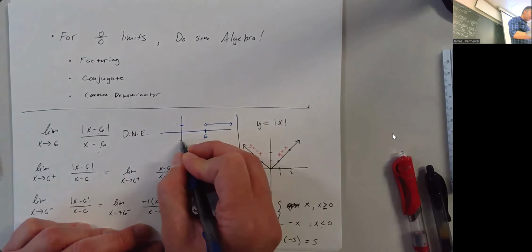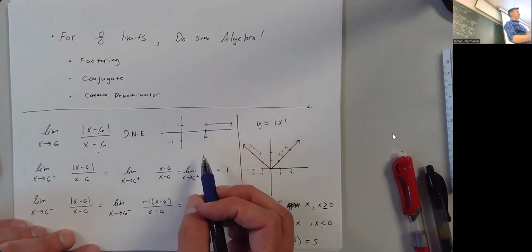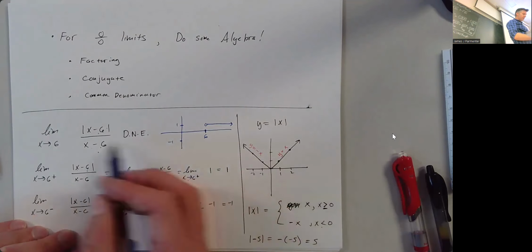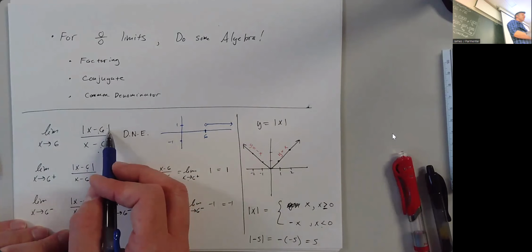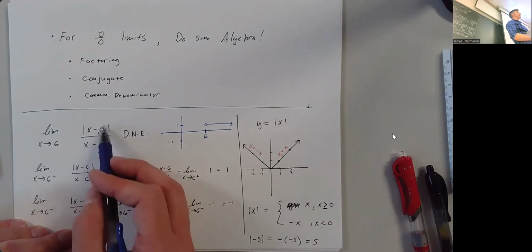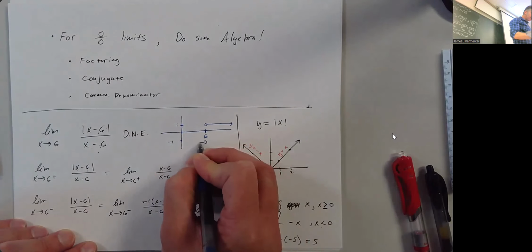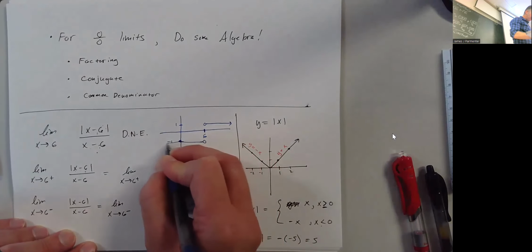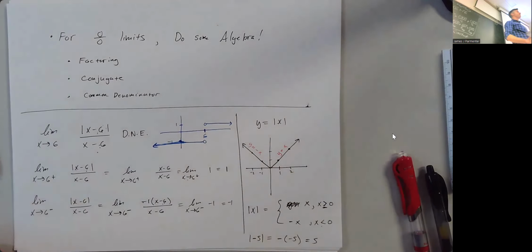Similarly, for any value of x less than 6, like I'm picking 4, you might pick 3, someone could pick negative 20. 4 minus 6 is negative 2. Absolute value of negative 2 is positive 2. 2 divided by negative 2 is negative 1. So any value less than 6 for x is giving me a y value of, wow, that looks terrible. Sorry. It's giving me a y value of negative 1.